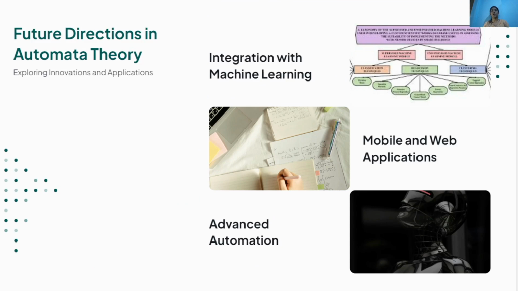Next, we have the future directions in automata theory, the areas in which automata will play a very important role. We can see integration with machine learning, mobile and web applications, and advanced automata. In these fields, finite automata theory will have a big impact in the future.